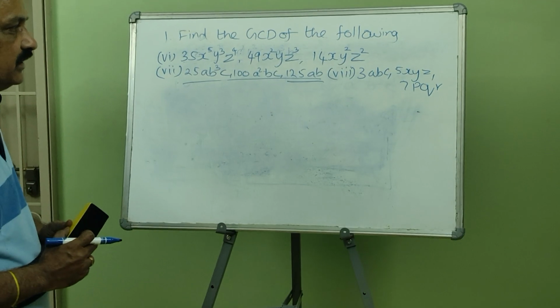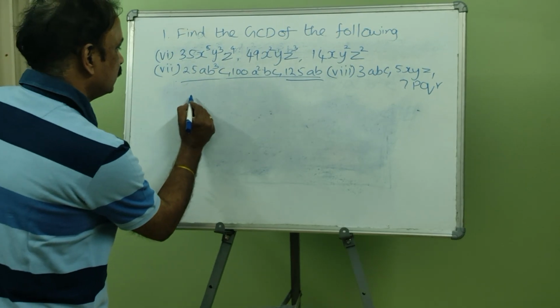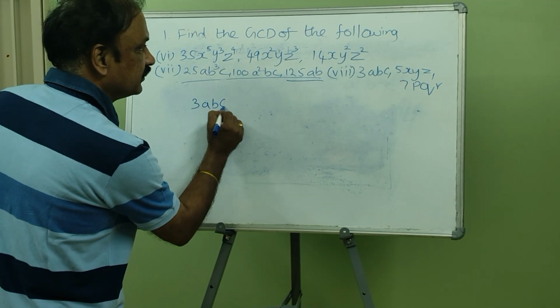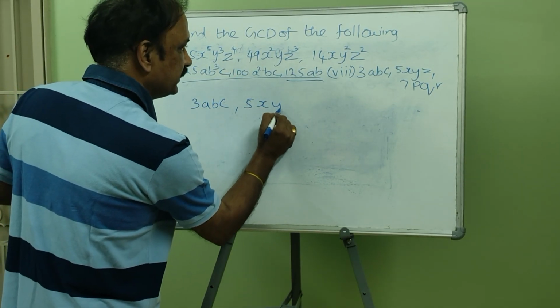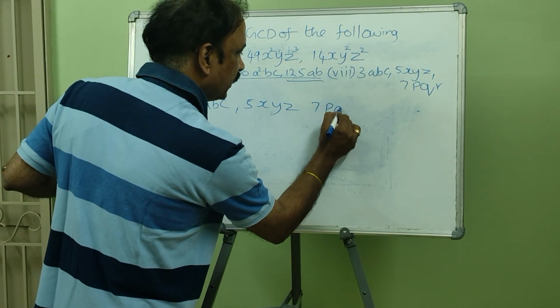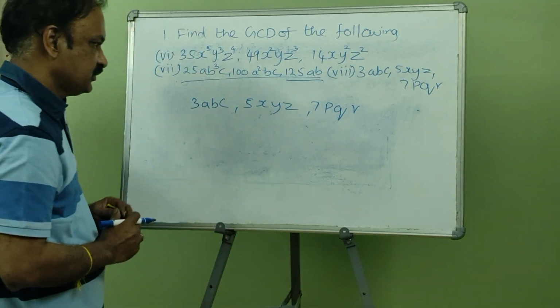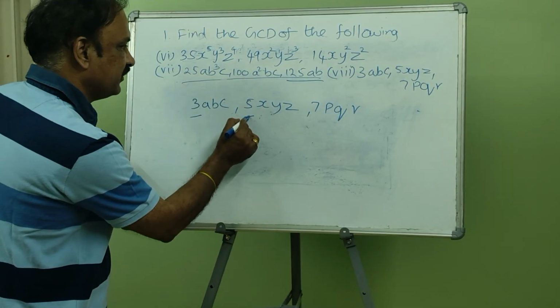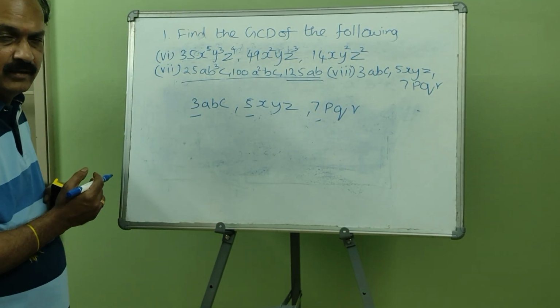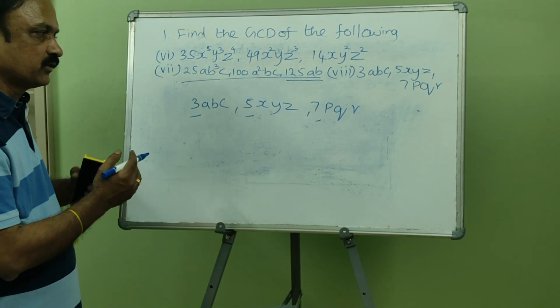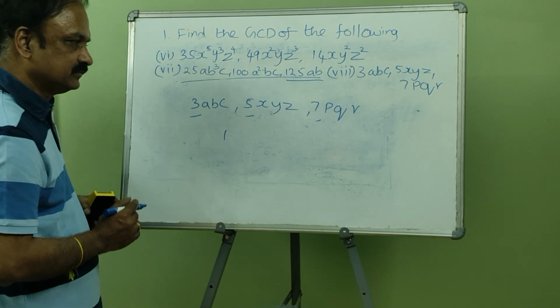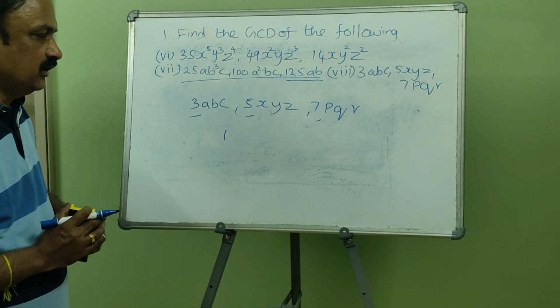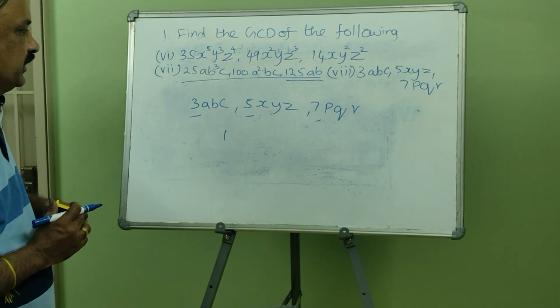Now let's look at the final problem, which is 3abc, 5xyz, 7pqr. Actually, this is very tricky. If you consider these three numbers 3, 5 and 7, what is common between them? You know what is common? It is 1. Because you cannot divide all the 3 by any number, so it's going to be 1.